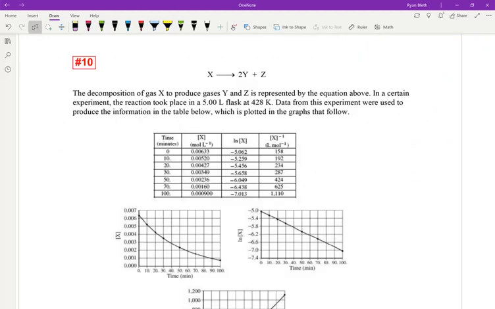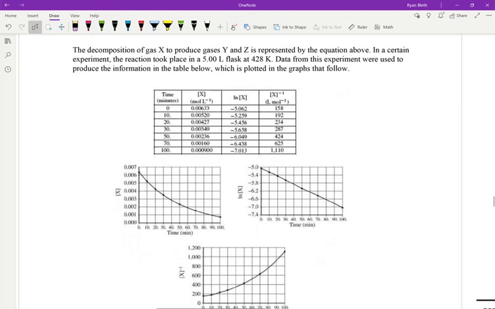Okay, so on to question number 10. We have the decomposition of X to produce Y and Z, all gases, in the equation given there. Data collected down below for a reaction in a 5-liter flask at 428 Kelvin. And the data is given in the data table and then the graphs that follow. So this is pretty typical in a kinetics question to be given data, to be given graphs, or maybe both. In this case, we have 3 graphs.